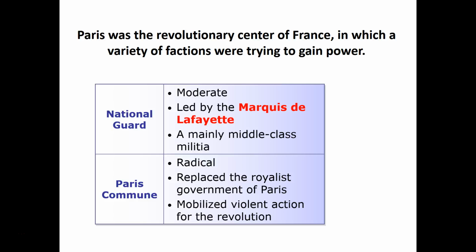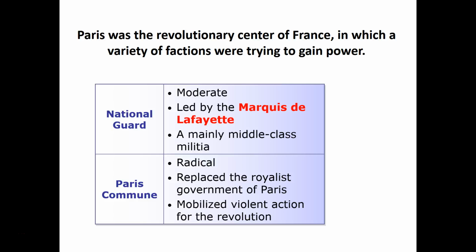To the extreme, another group was called the Paris Commune, and they were one of many radical groups. There were certainly groups that were even more radical than the Paris Commune, but they had pretty tremendous power. They had taken over control of the city government, which had been run by the monarchy in Paris. They were able to mobilize reaction at a moment's notice, so able to get mobs of people wherever they needed to get.